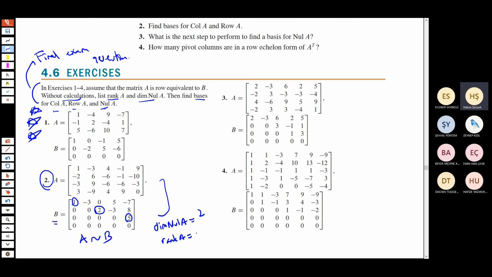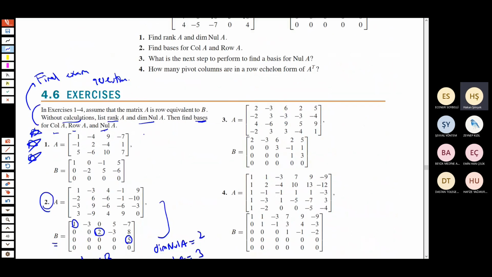Rank is 3, right? The number of pivot positions gives the dimension of the column space, and the dimension of the column space is equal to the rank of the matrix A. And please find the basis. As I said, please look at the question in the lecture notes we completed this week.